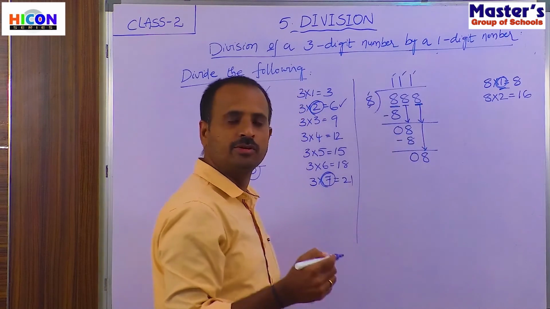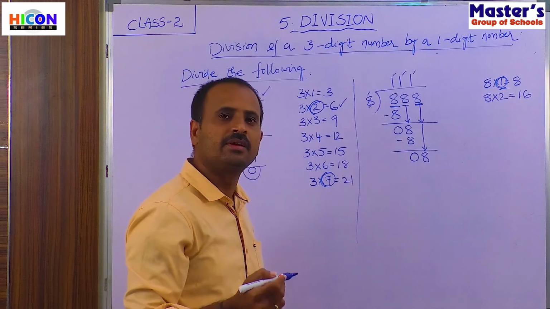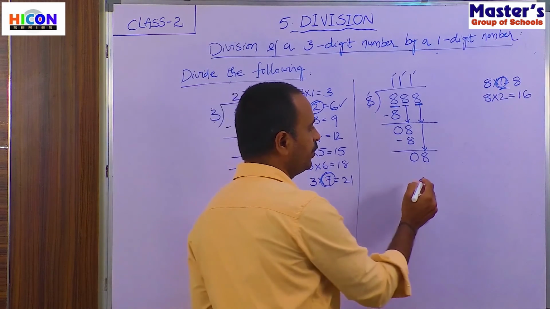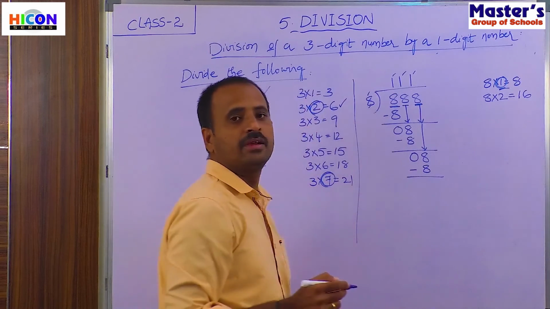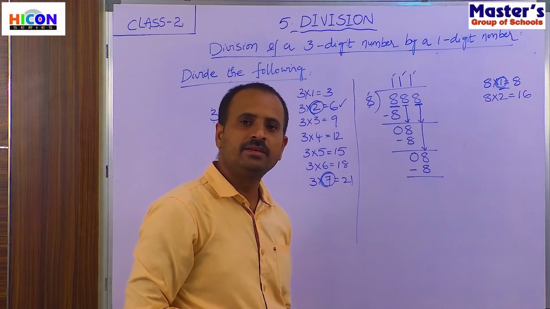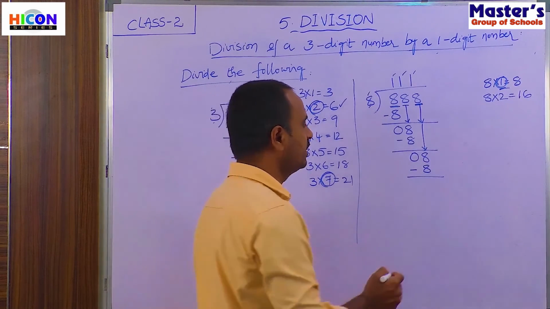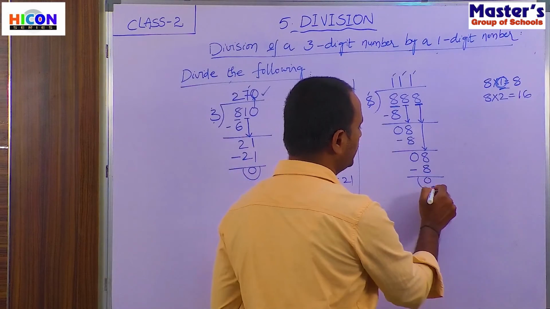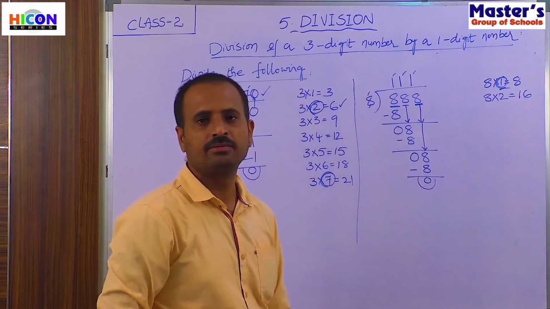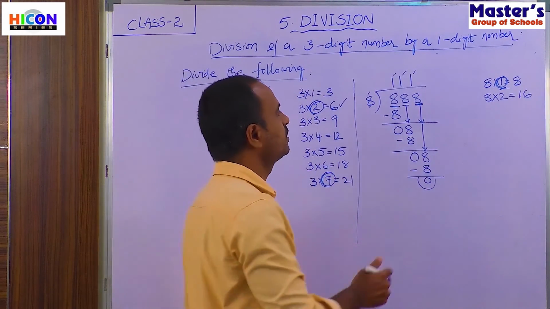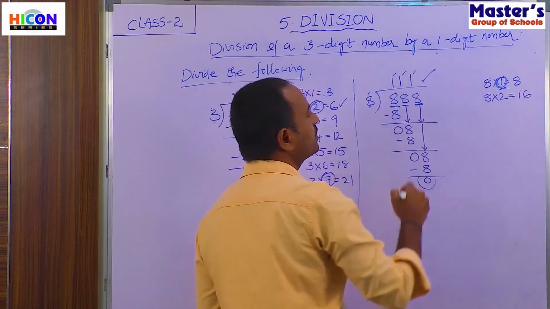Now again write 1 in the quotient and multiply the divisor and this 1. That is 8 into 1, 8 ones are 8. Write 8 below the third digit and again subtract. What will you get? 8 minus 8, 0. The division is completed because there are no more digits in the dividend to bring down. What is the answer here? 111 is the answer.